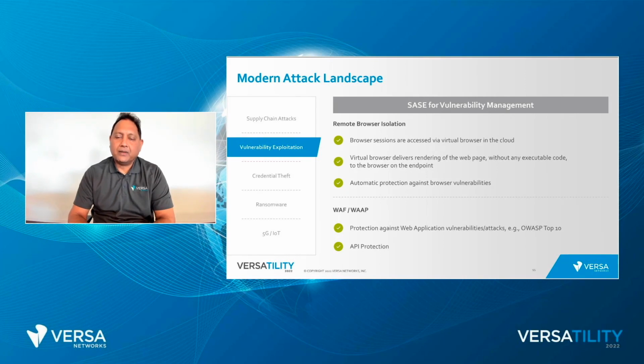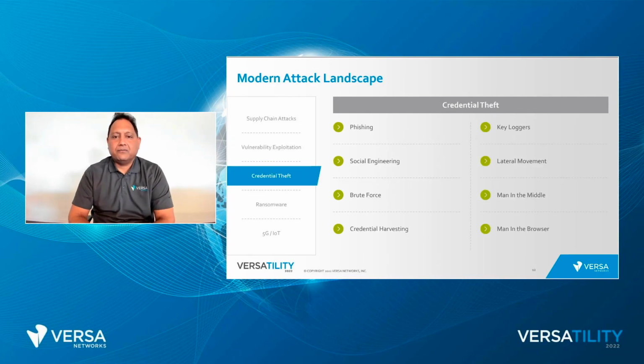So thereby we eliminate all of the browser vulnerabilities by going through the remote browser. And other types of web-based attacks are possible with web applications that are specifically crafted, like OWASP top 10. These kinds of attacks can be protected using a web application firewall. And if the application is also exposing some kind of APIs, then we can use the web application API protection module to protect those APIs.